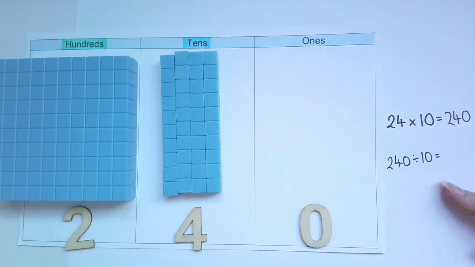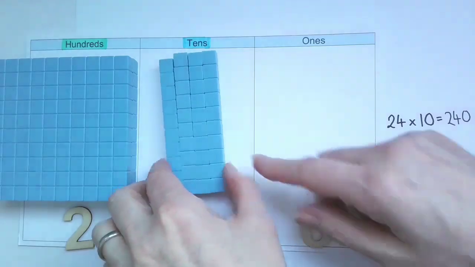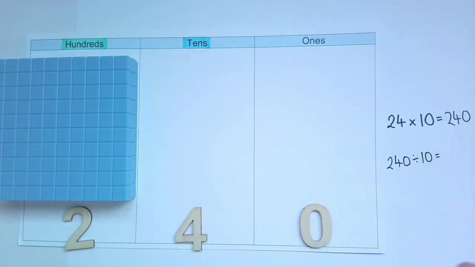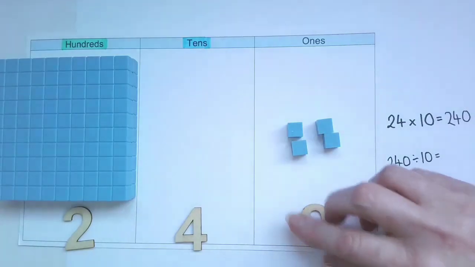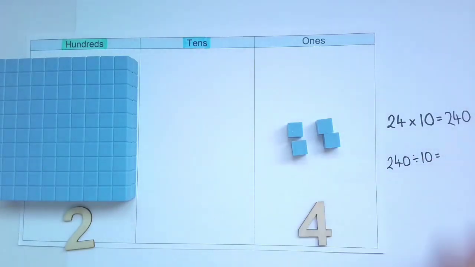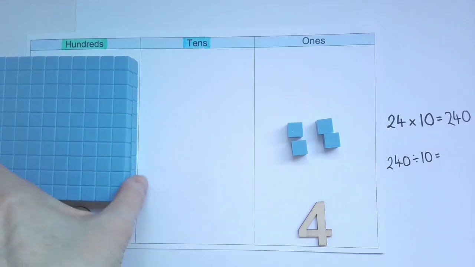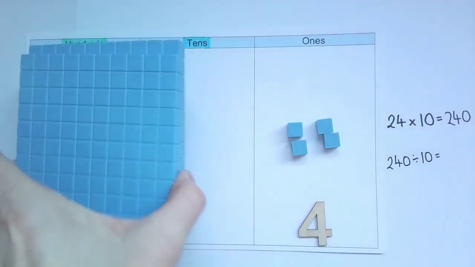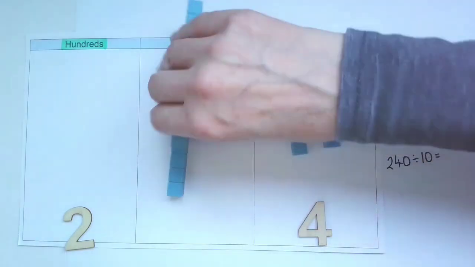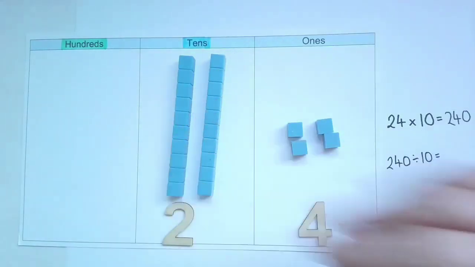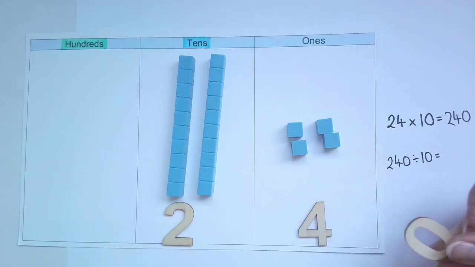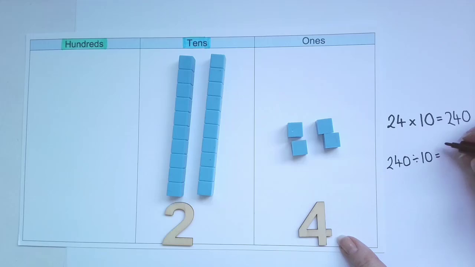So if we divide 240 by 10, we're going to move everything one space to the right. So our tens are going to become ones. They get 10 times smaller and become ones. And our hundreds, or 200s, become 10 times smaller. So now that they are tens. And we can see we've had to remove the placeholder. It's no longer needed because we have got 4 in our ones column.